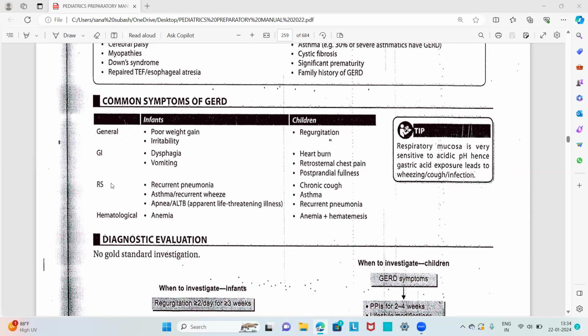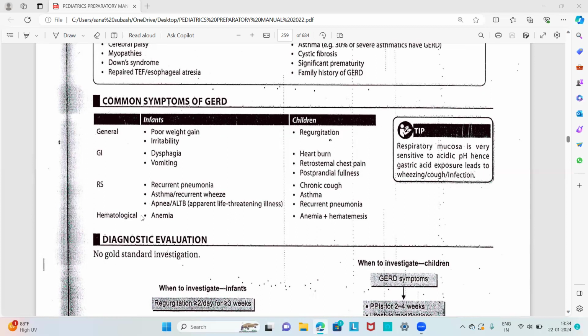And the respiratory symptoms: because of this involuntary backflow of the gastric contents, there is a chance of aspiration. So the infants will have respiratory symptoms like recurrent pneumonia because of aspiration pneumonia, and asthma or recurrent wheeze, and apnea or apparent life-threatening events. In the case of children, there will be respiratory symptoms like chronic cough, asthma, and recurrent pneumonia.